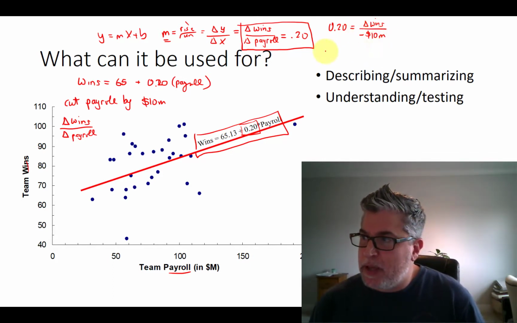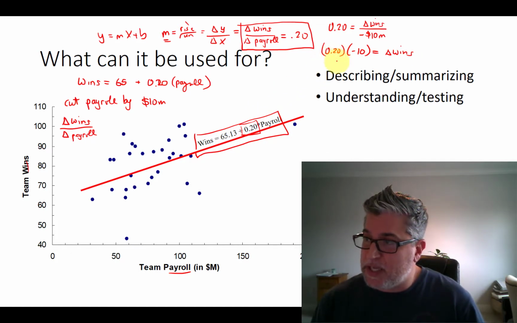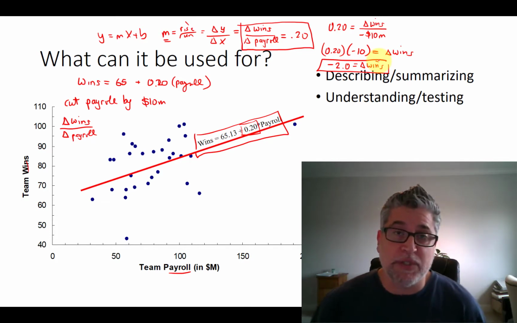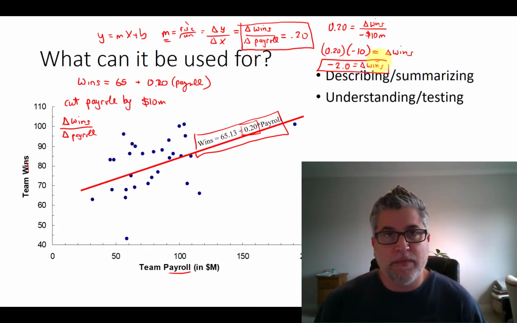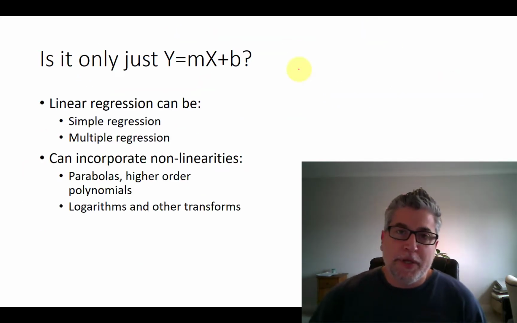Just cross multiply, and we get 0.20 times negative 10 million gives us our change in wins. So in other words, we should expect, let's move that decimal over, and we get our final answer. What's going to happen to our wins? We'll win 2 fewer games next season if we do that kind of thing, which is its own kind of prediction. Not bad from just one straight line. So there's a lot that you can get out of a straight line.